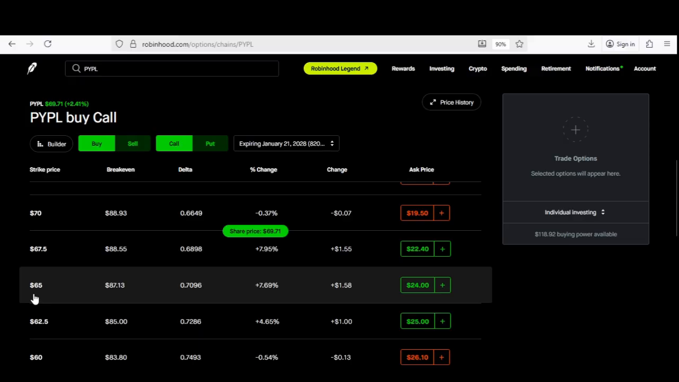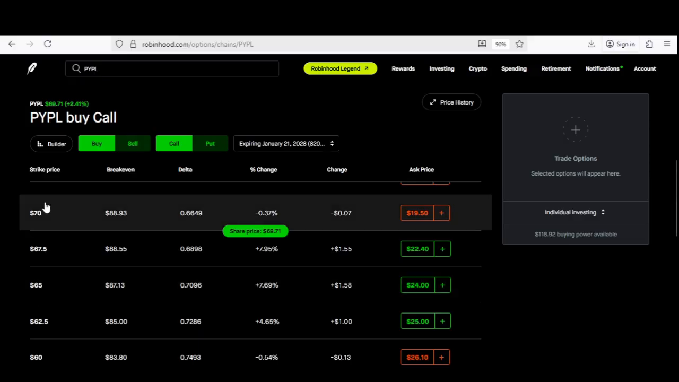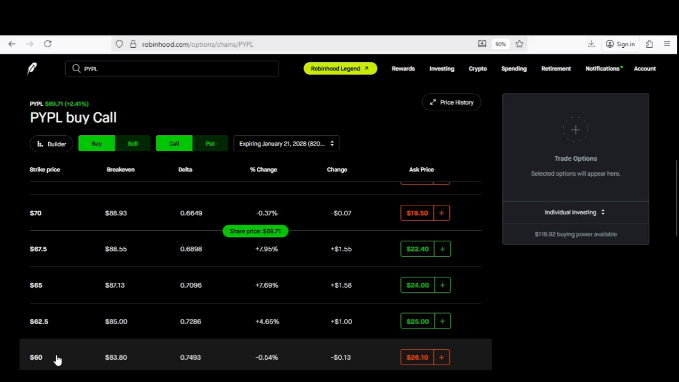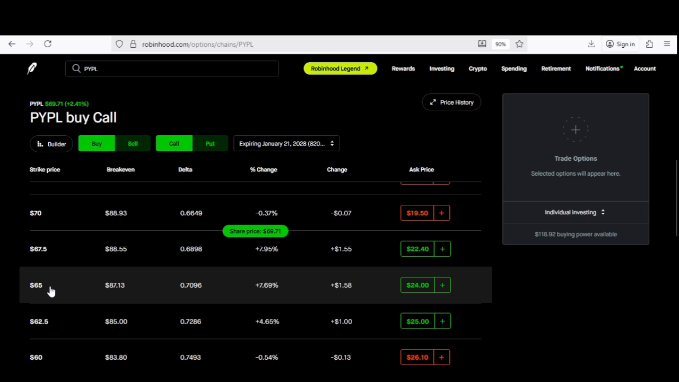Now, there's other prices that are really, really good. The $70 strike price is good as well as the $60 strike price. All three of them are good, but me personally, I'm going to be going with a $65 price. The other reason I'm going to be using the $65 price is because of the delta. It does give me a 0.7 delta, which is the range I usually like to get.